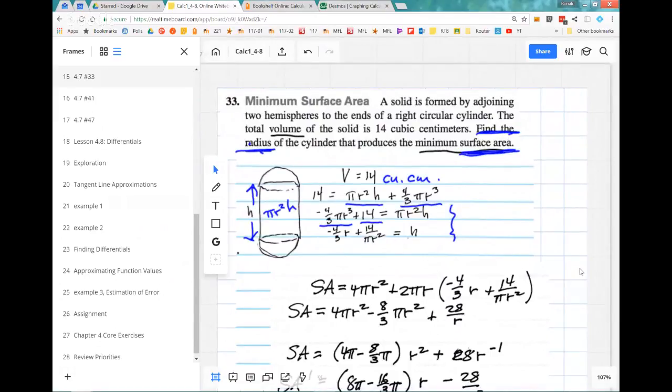Minimum surface area. A solid is formed by adjoining 2 hemispheres to the ends of a right circular cylinder.